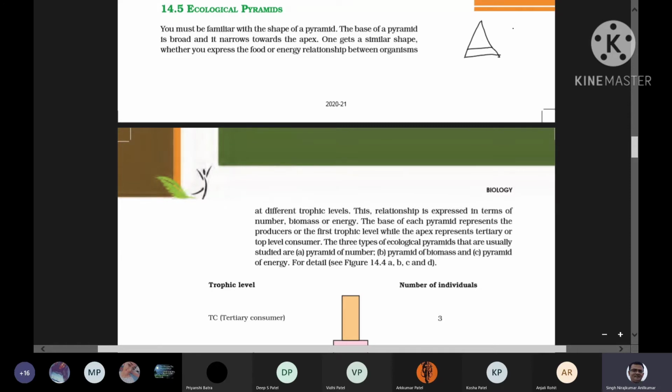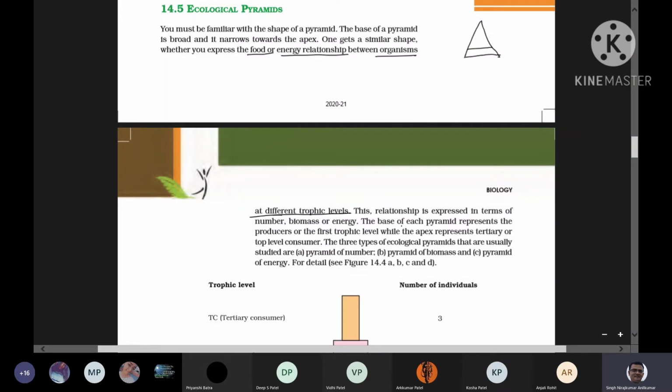So when you draw the pyramids from the different ecological perspectives, like the pyramids of number, pyramids of biomass, pyramids of energy, right? I mean, if you just draw the different trophic levels, you will get a pyramid-like structure, where the apex is narrow and the base is very broad, right? So in the ecological perspective, if we sketch or express the food, energy or other relationship between the organisms and the different trophic levels, we will get a structure which is very similar to the pyramid, right?